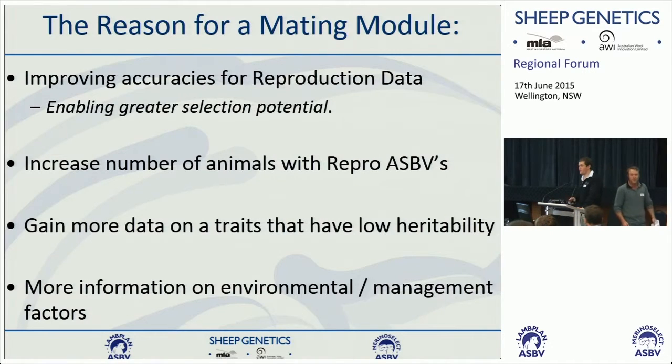So we want to enable greater selection pressure, and by doing that, if you can find out a bit more about why a ewe is performing better or why she might not be as high in a reproductive trait like number of lambs weaned. So yeah, and we're also aiming to improve the number of animals that have reproduction data on it.